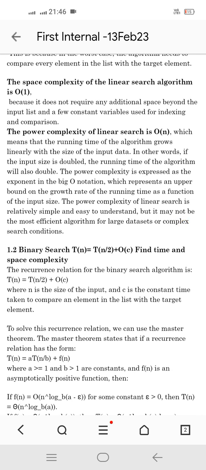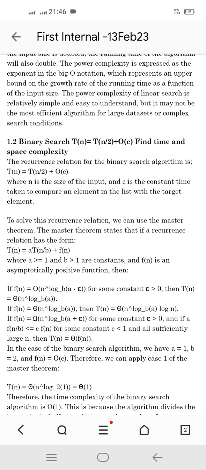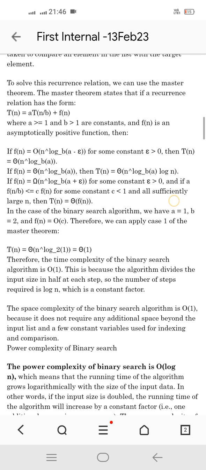The second algorithm is binary search. The recurrence relation for the binary search algorithm is given by T(n) = T(n/2) + O(c), where n is the size of the input and c is the constant time taken to compare an element in the list with the target element. By solving this recurrence relation using Master's theorem, we get the time complexity of the binary search algorithm as O(1). This is because the algorithm divides the input size in half at each step, so the number of steps required is log n, which is a constant factor.